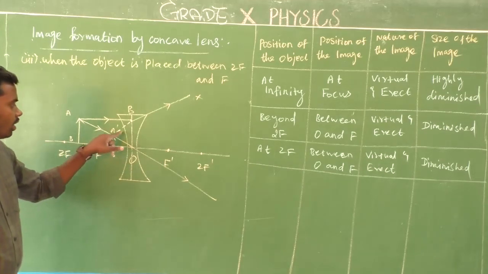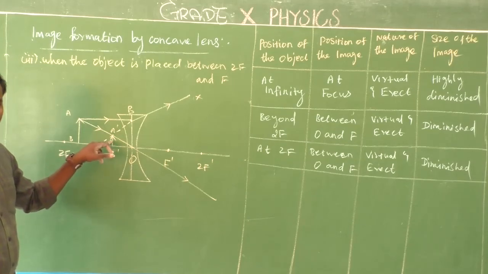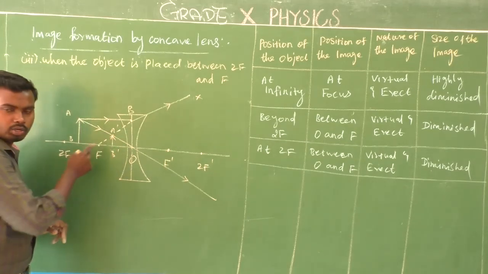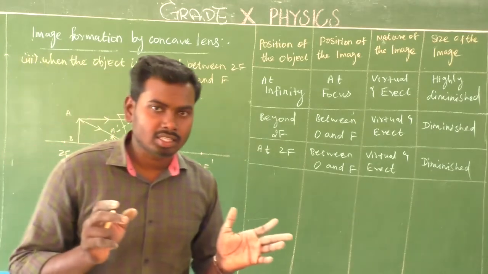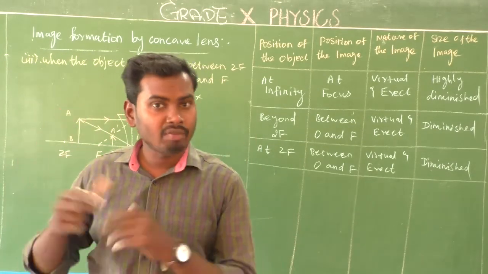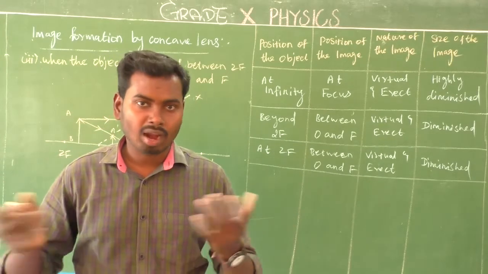So here, when two rays intersect together, there will be image formation. So the image is formed between O and F. Here, actually, the two rays are imaginary rays. They appear to meet at a single point. They never meet at a single point, because a concave lens is a diverging lens. So it diverges all the parallel beam of light rays.